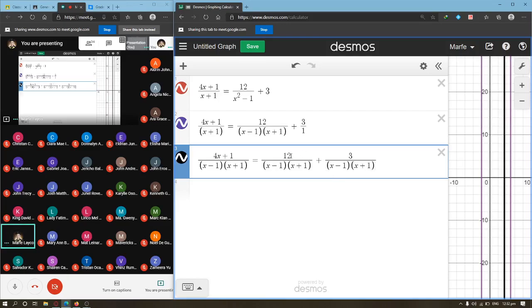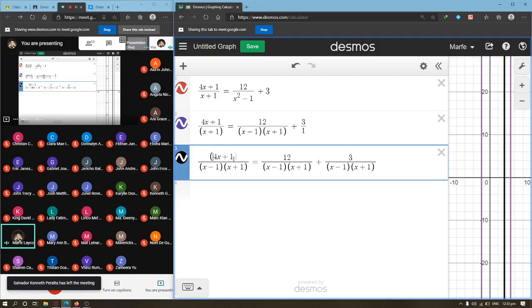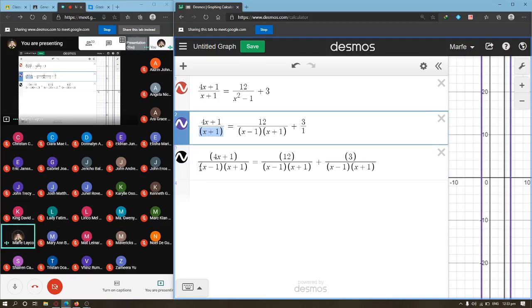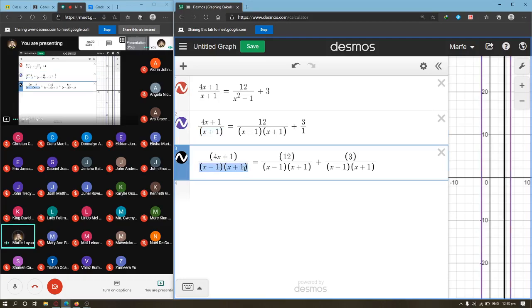So, hindi pa natatapos dyan. Ang gagawin natin, after getting those LCD, titignan natin kung alin pa ang kulang doon sa ating mga numerator with respect to our denominator. Okay. So dito, ang denominator niya is x plus 1. Samantalang dito, x minus 1, x plus 1. So ano pa ang kulang? Yung x minus 1.